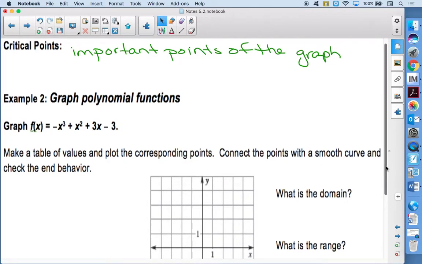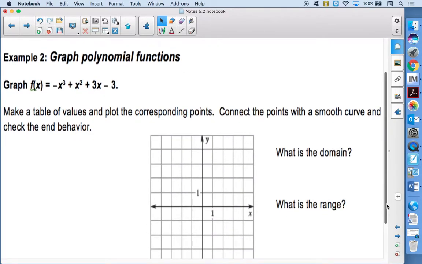So after you're done with that, if you'll flip it over to the last page of the section. We're going to see if we can try and graph one of these functions by making a table of values or t-chart and plotting the corresponding points. And then it says connect the points with a smooth curve, so no jagged, edgy lines, and check the end behavior. So I want us to do the check the end behavior part first, just so you get an idea as to how you're supposed to think about end behavior.